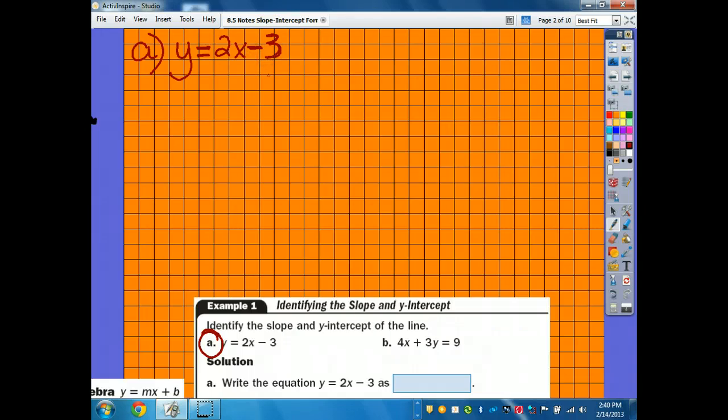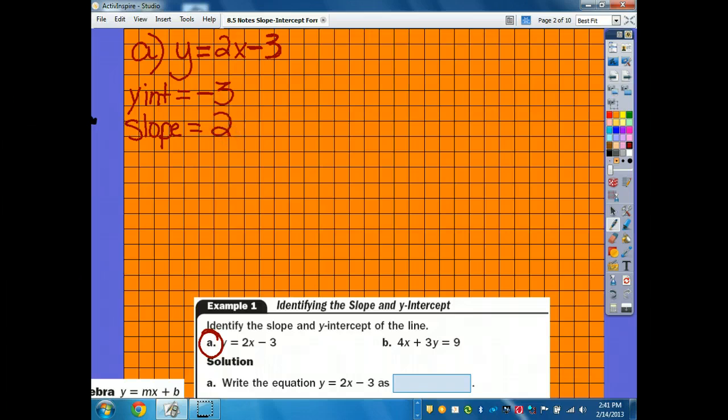So, the work we need to show for this one, since there's no rearranging to do, let's just list what is my y-intercept. That is a -3, so write that by it. The y-intercept is a -3. And the slope is, okay, so our slope equals what? What's with our x? Our slope is a 2.